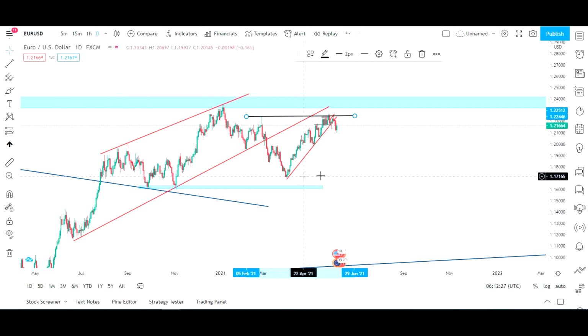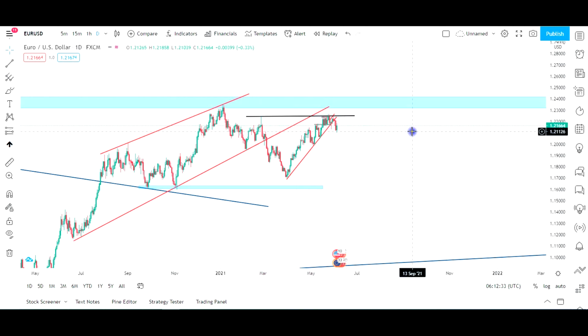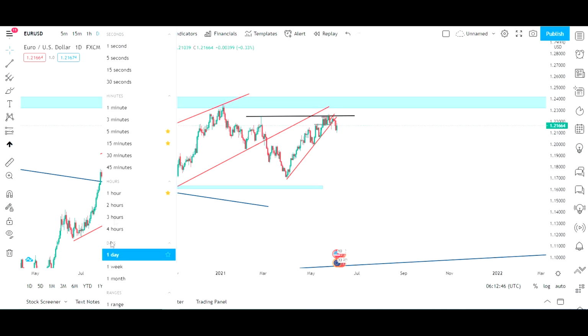So we are going to look for possibilities to the downside more than the possibilities to the upside. I'm not saying the possibilities to the upside won't be there, but in this case we know very well that swing trades to the downside will be much more rewarding than buying opportunities, right? So let's switch to a 4-hour time frame.